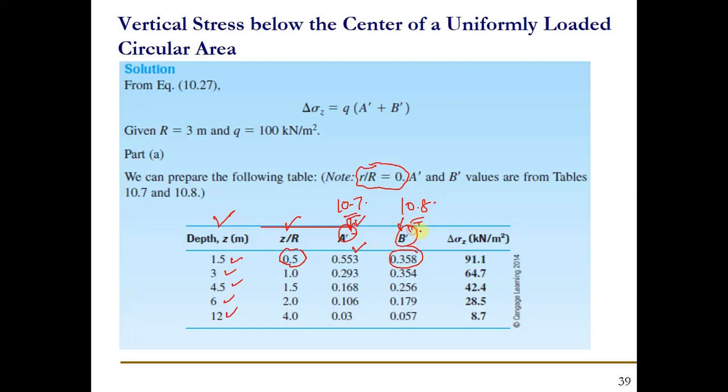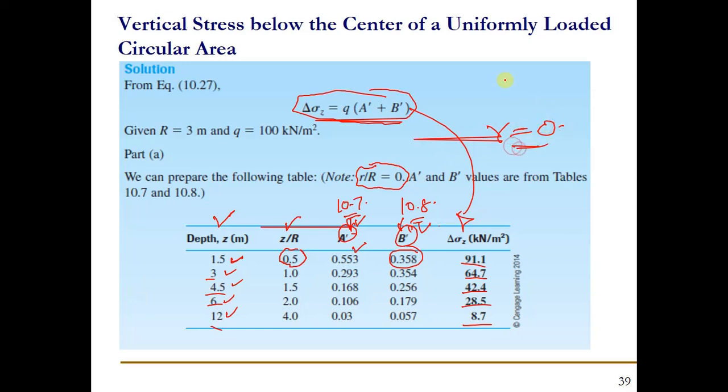B prime values, and you will find out the delta sigma using this equation for the 1.5 meter depth, 3 meter, 4.5, 6 and 12. And you can calculate those delta sigma stress increases for the R is equal to 0 case, that is the part A.